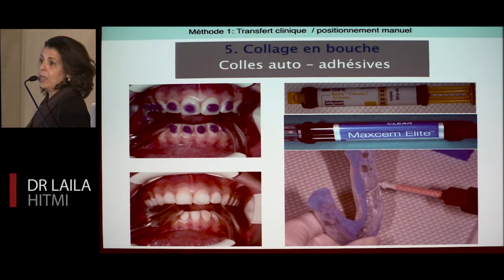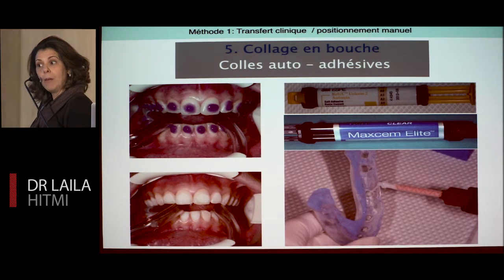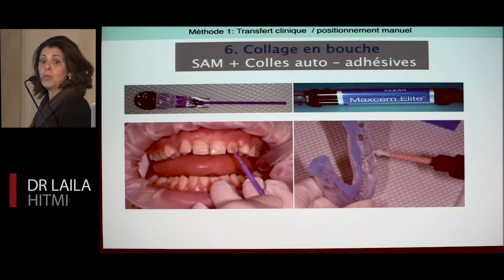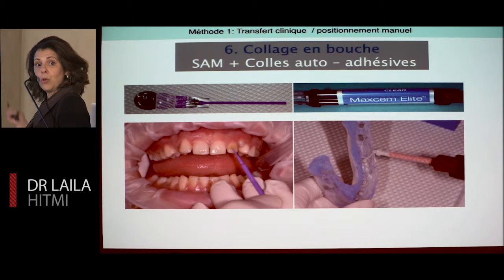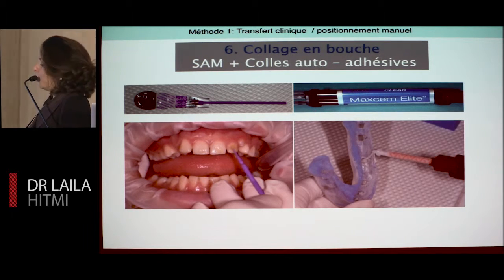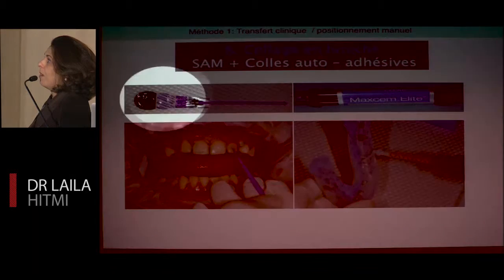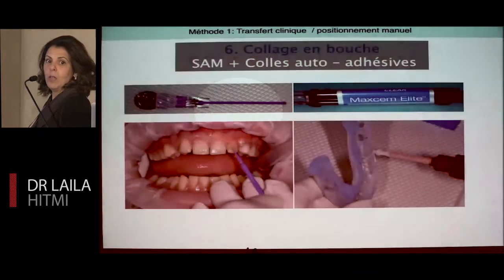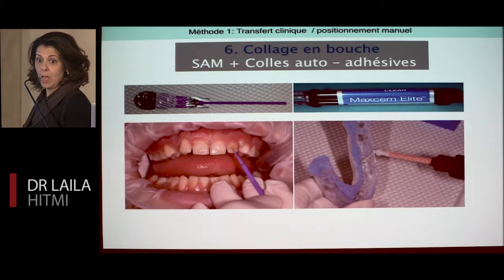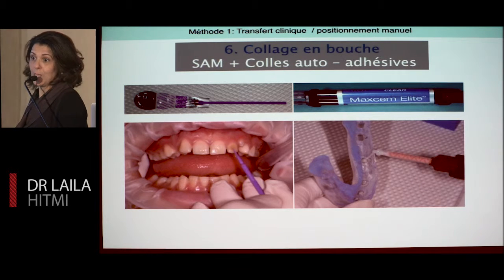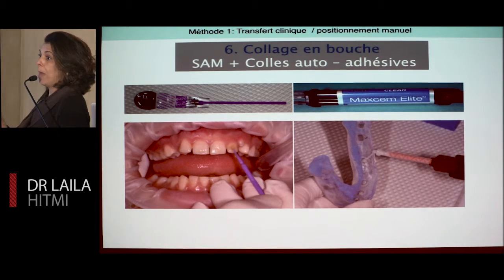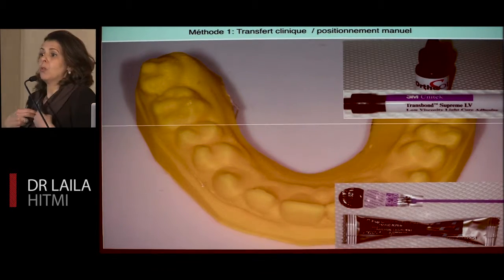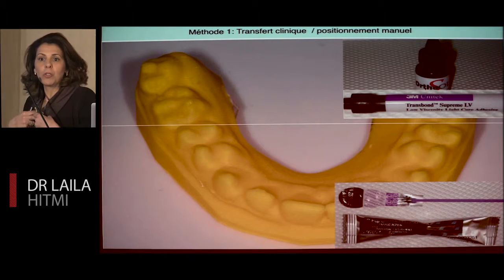You may use a self-adhesive glue if you wish. With prior etching, you load the positioner with the self-adhesive glue, but you have to be careful. Not all of the self-adhesive glues are compatible with the self-etching product. I propose this association and no other. It's the Maxim Elite, which can be associated to the self-etching product, and not any other one, for reasons of compatibility. So you have 6 possibilities.